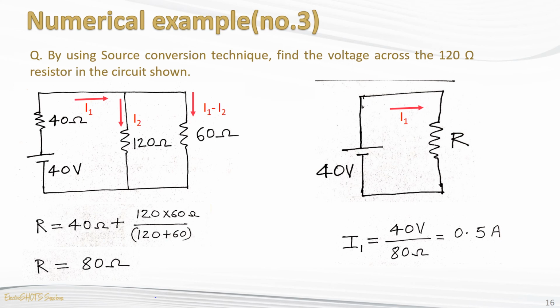Now when the circuit has been reduced to its least form, we can determine the current I1 by simply applying Ohm's law. So 40 volt divided by 80 ohms is 0.5 amperes. That is the current which is being supplied by the battery source.